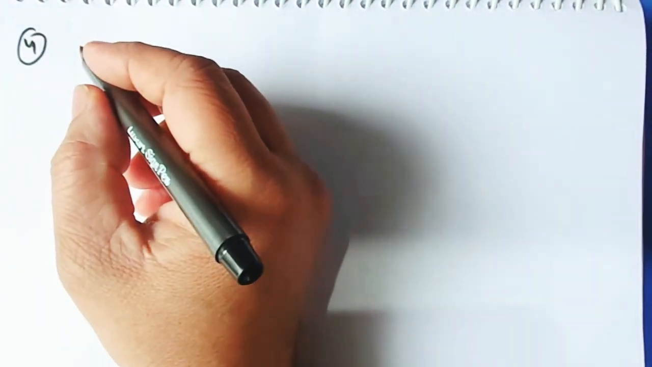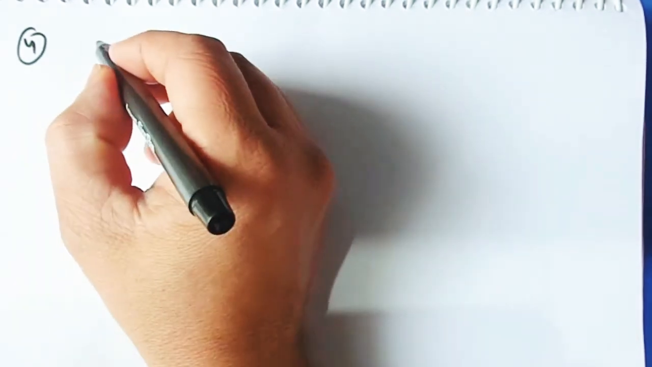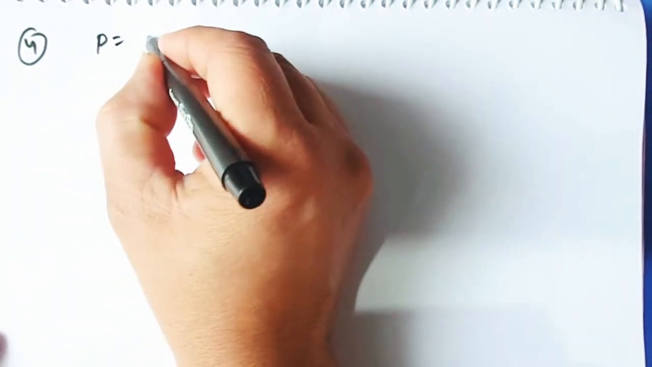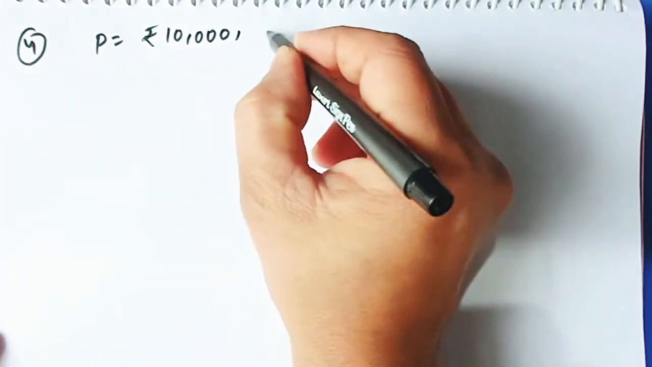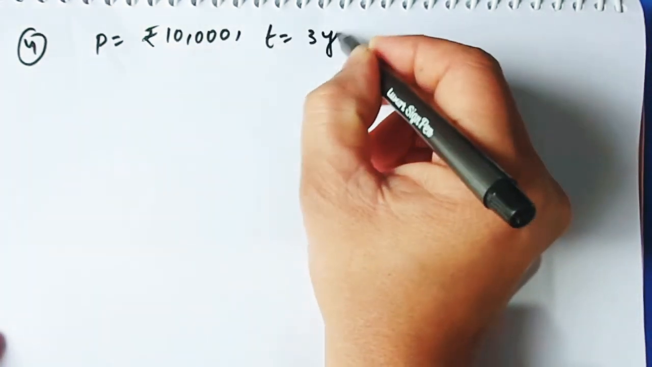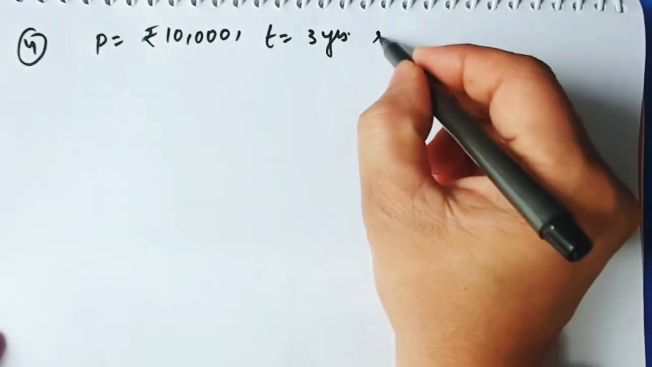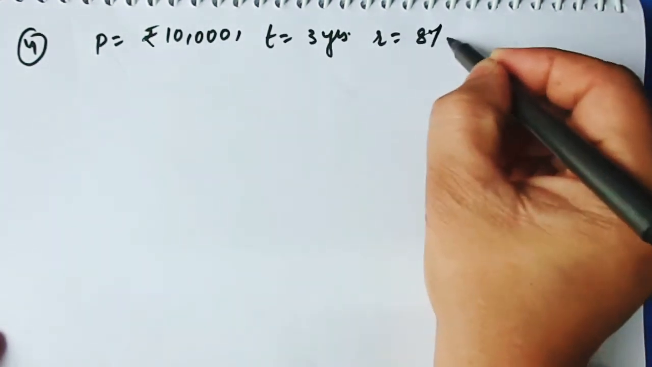As I said, same kind, nothing different is there. Okay, so have a look. Come, calculate the amount and the compound interest on rupees 10,000. They have given you principal as rupees 10,000. Time is equal to 3 years. Okay, and rate is equal to 8%.